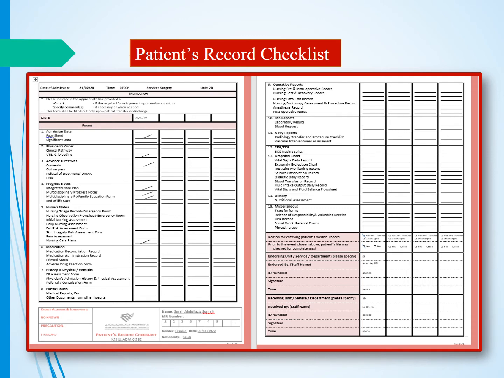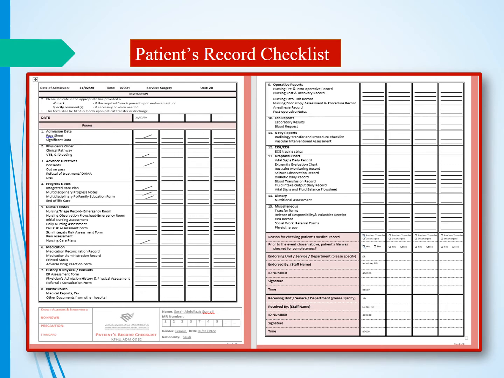In the policy of nursing documentation, all nursing staff are obliged to comply, which includes confidentiality of patient's information. Moreover, the patient's medical record should remain in any KFHU facilities. That means it will be kept in the nurse's station until discharge. When transferring a patient to another unit or upon discharge, a patient's record checklist, KFHU ADM 01182, should be completely documented.